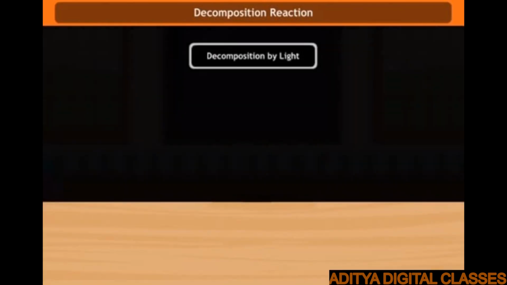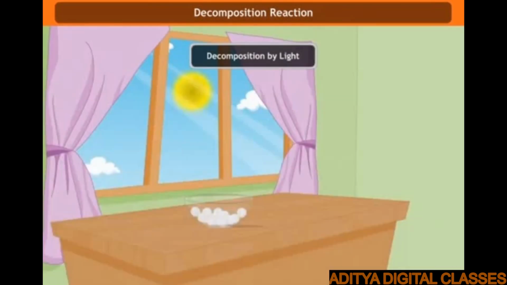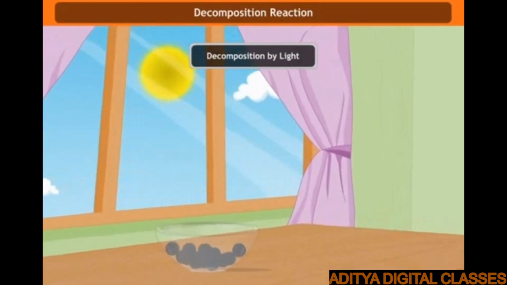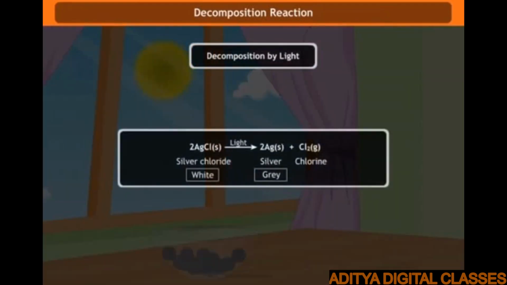Decomposition by light. Take about 2 grams of silver chloride in a china dish. Place this china dish in sunlight for some time. Now observe the color of silver chloride. You will see that white silver chloride turns grey in sunlight. This is due to the decomposition of silver chloride into silver and chlorine by light.